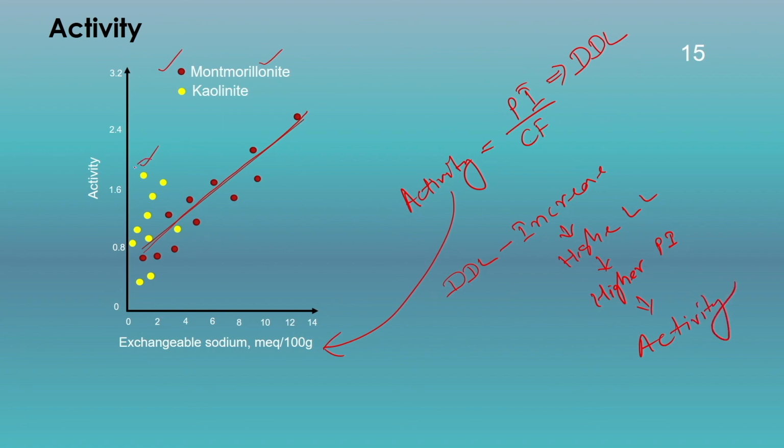Since kaolinite is not governed by the diffuse double layer thickness, we cannot find any correlation between the activity and the exchangeable sodium percentage for kaolinite, because kaolinite is not controlled by the diffuse double layer thickness. So, there is no relationship between the activity and the exchangeable sodium percentage for kaolinite.